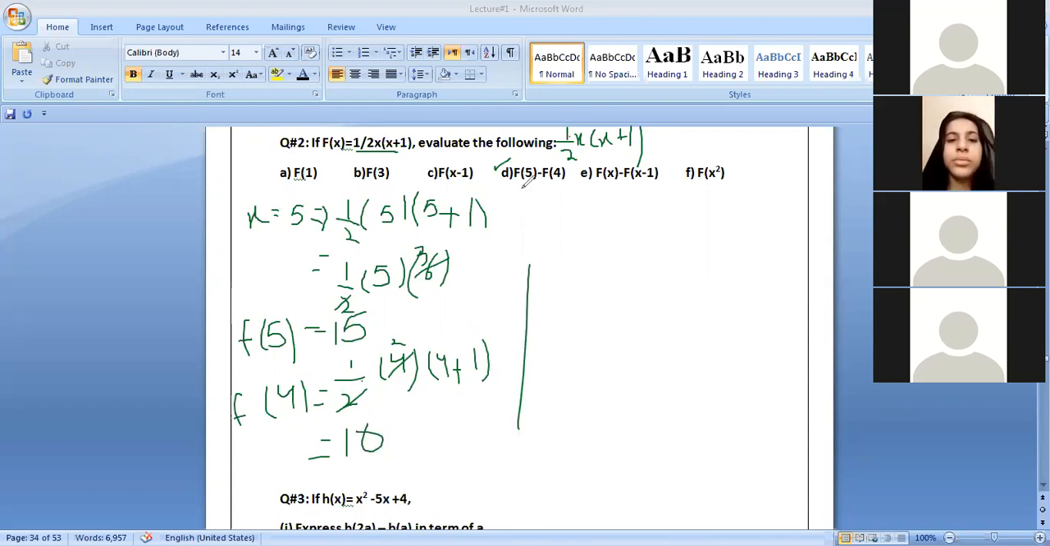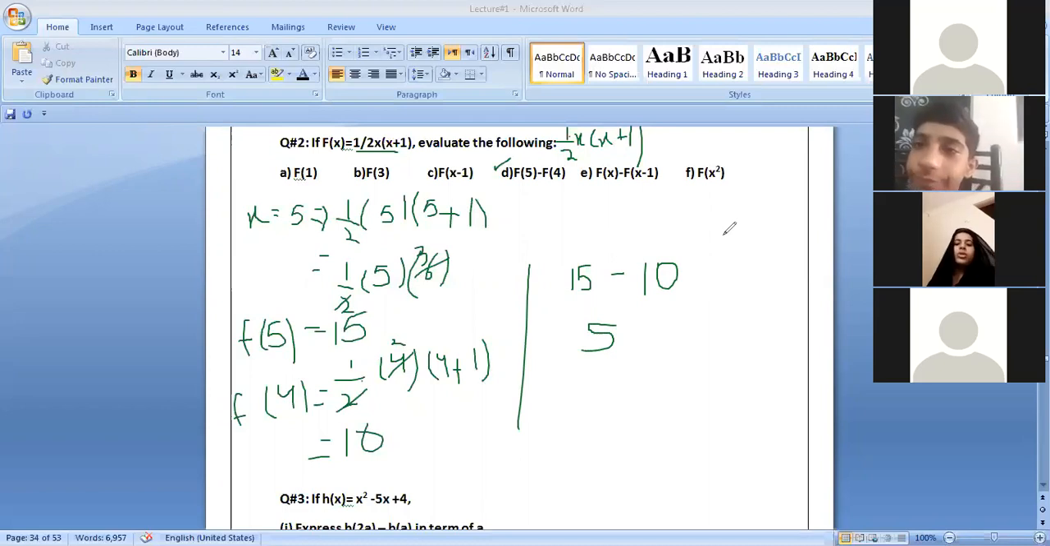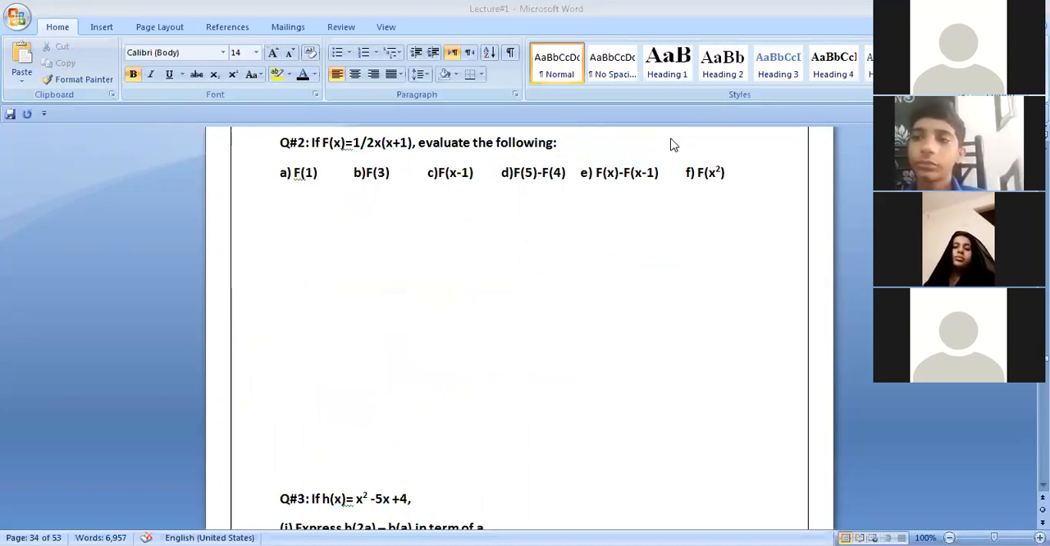And then class, according to given condition, function of 5 minus function of 4. Function of 5 answer is 15 and function of 4 we have answer 10. और हमारा आंसर क्या आ गया? 5. डन है क्लास? यहाँ तक कोई कंफ्यूजन? Students, any confusion? No. So can you do it by yourself for the questions? आप ये questions आगे खुद कर सकते हैं? Yes. Okay. So now class, this is the end of the class.